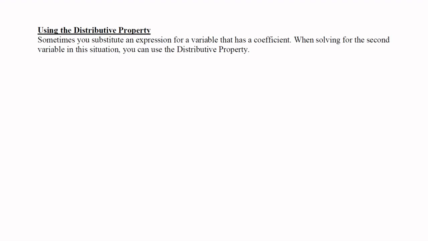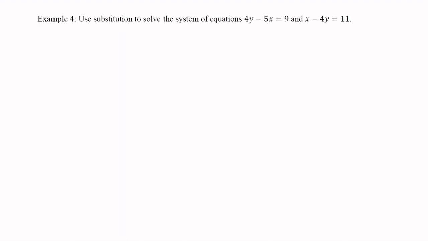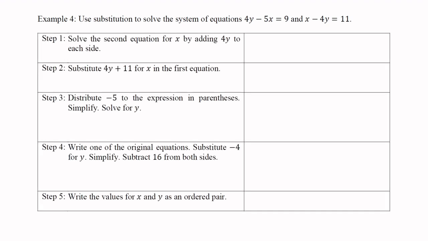Sometimes you substitute an expression for a variable that has a coefficient. When solving for the second variable in this situation, you can use the distributive property. So let's use substitution to solve this system. Again, we are going to solve the second equation for x because it's really the only thing that doesn't have a coefficient attached to it. So we take the second equation, solve it for x by adding 4y to each side.